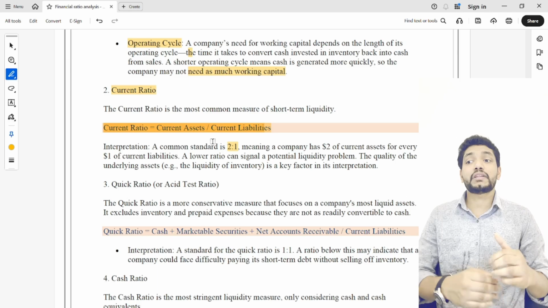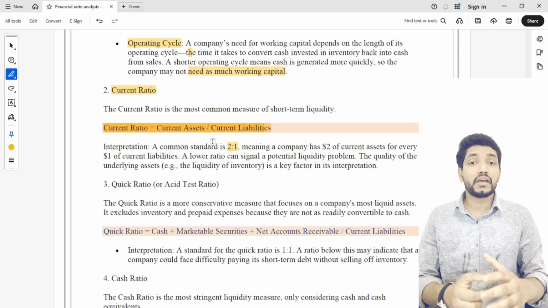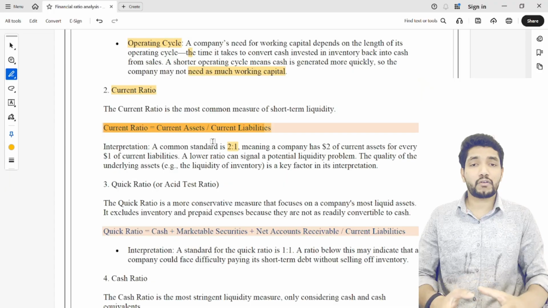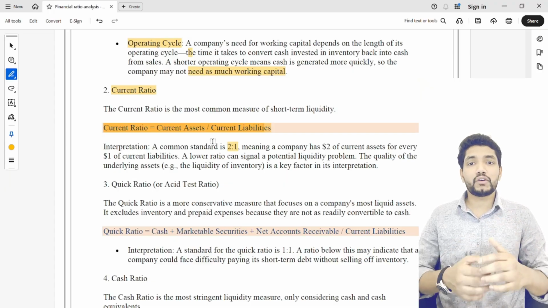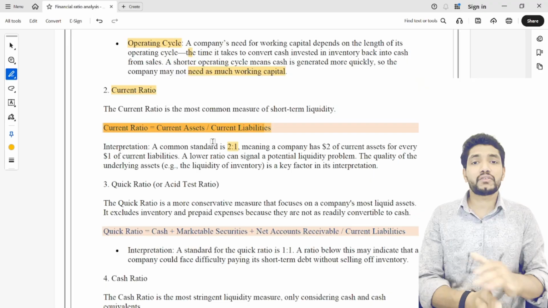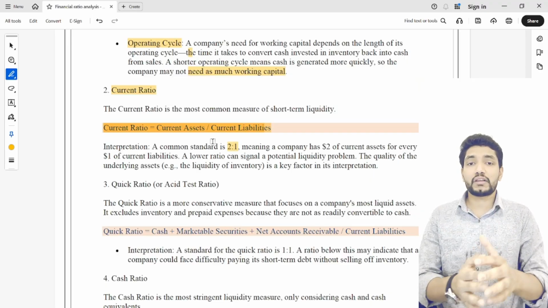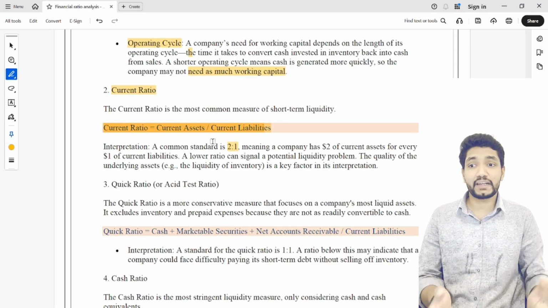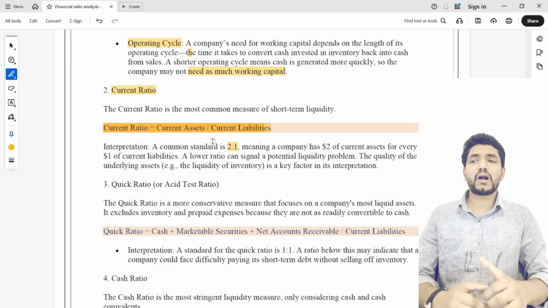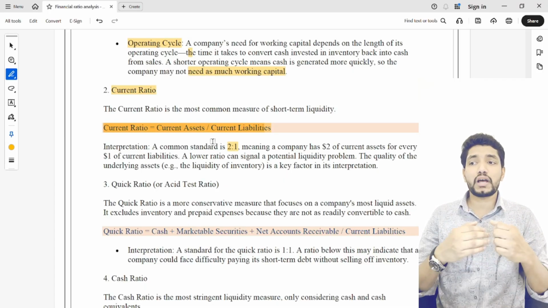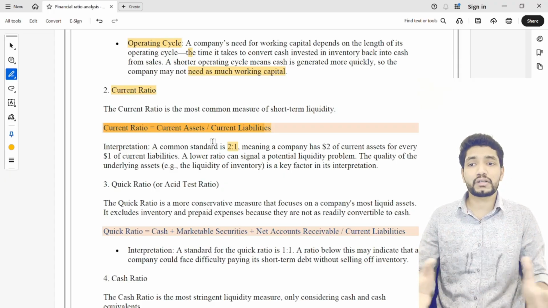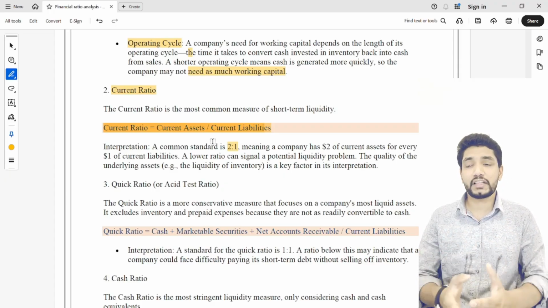Sometimes there are a lot of current assets, but some major component is stock. We know that stock is generally difficult to convert into cash, or in the receivables there may be some bad debt. So the quality of the underlying asset, or the quality of the current assets, is also a very important factor while interpreting the current ratio.